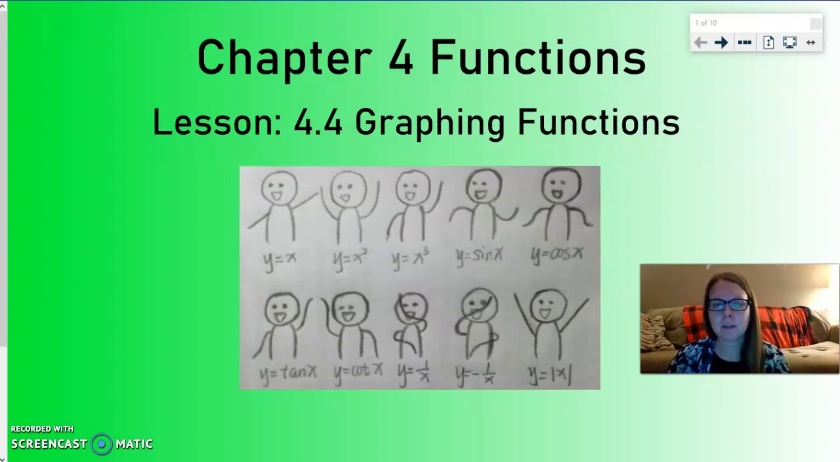And this is actually going to be the last lesson that we're going to do for this chapter, because as we progress through after this chapter, we're going to continue talking about graphing and understanding a lot of different components that happen with graphing. So today I'm going to give you some of the basics of graphing functions.